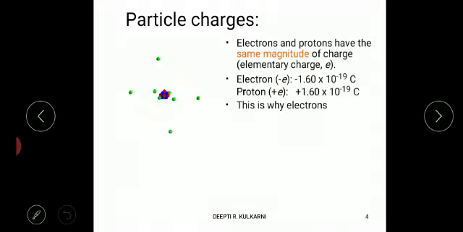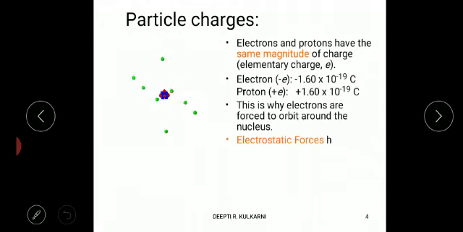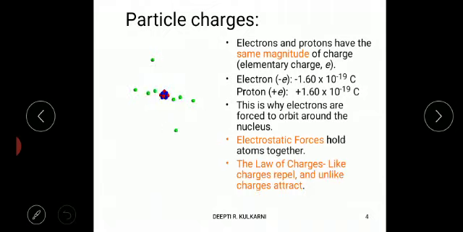Electrons and protons have the same magnitude, somewhere around 1.60 times 10 raised to minus 19 coulomb. But the difference is sign convention. Electron is negatively charged, proton is positively charged. This is why electrons are forced to orbit around the nucleus. Electrostatic forces hold atoms together. The law of charges: like charges repel and unlike charges attract.